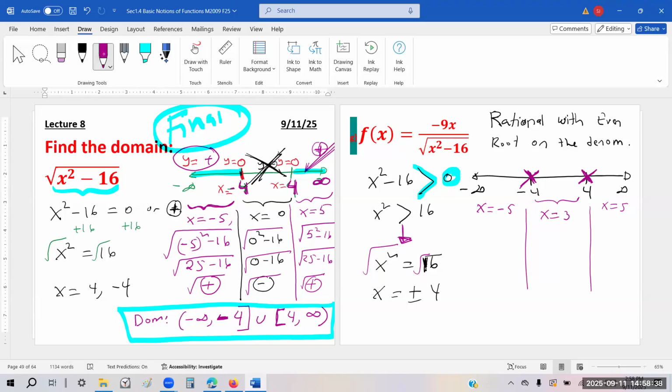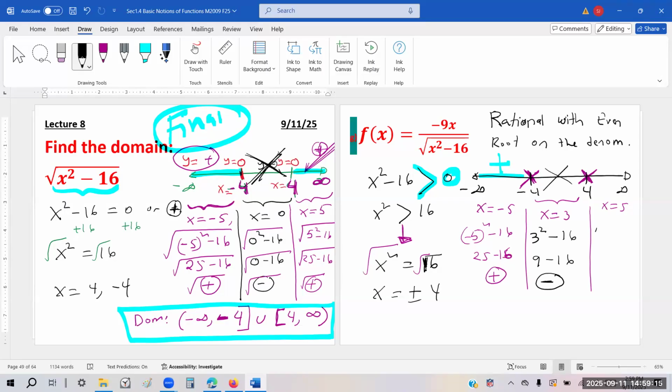So we have negative 5 squared minus 16, which is 25 minus 16. 25 minus 16, positive. So this will be inside the domain. How about the middle? We had 3 squared minus 16, which is 9 minus 16. What is 9 minus 16? Negative. So can you have the middle interval in a domain?